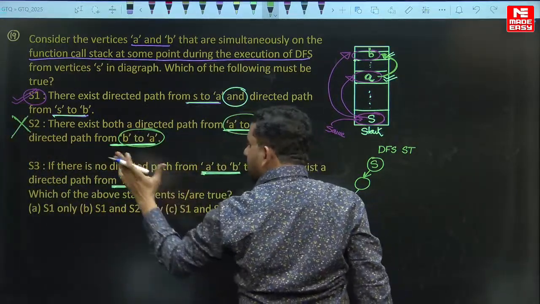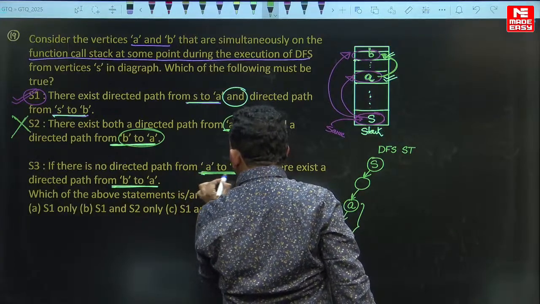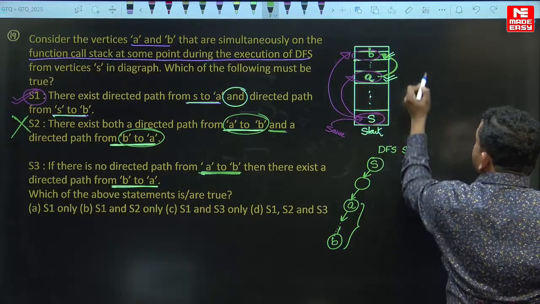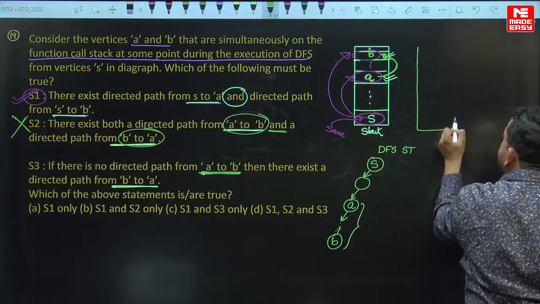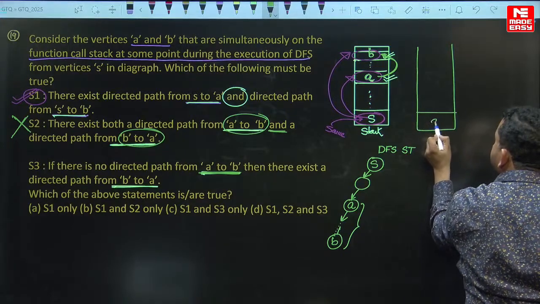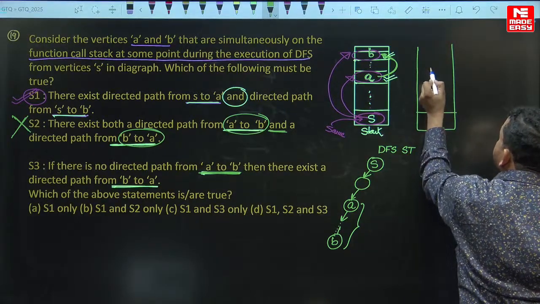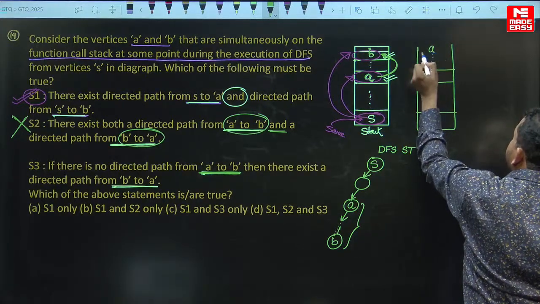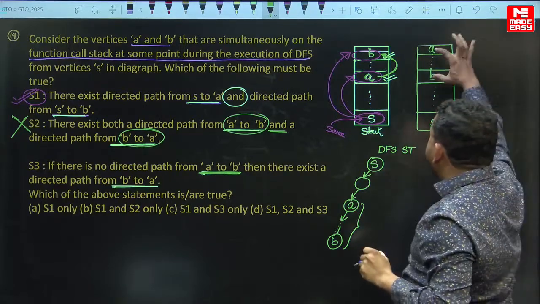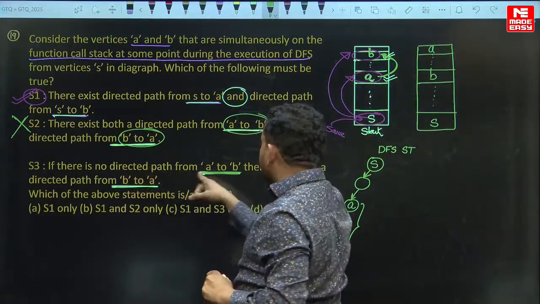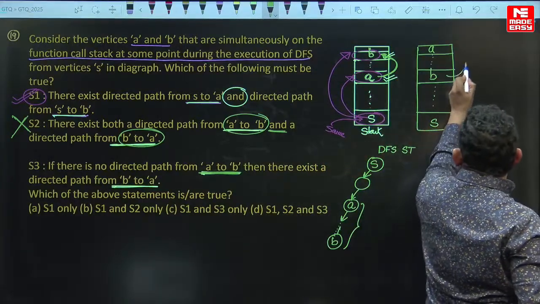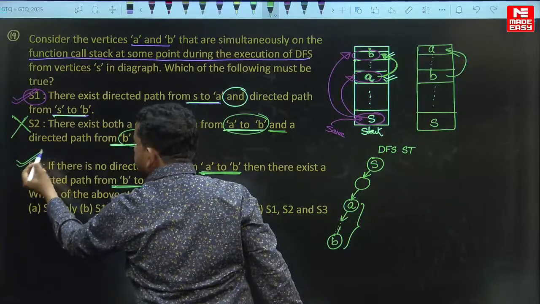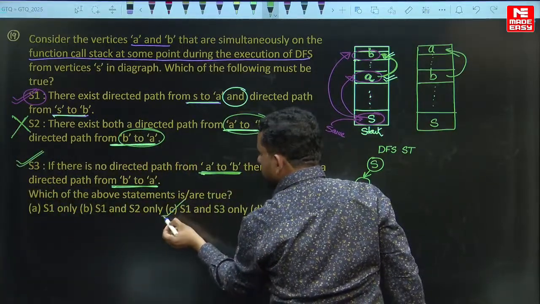Third statement: if there is no path from A to B, and A and B are both simultaneously in the stack, it means that B was explored first, and before completion of B's exploration, A was explored. This is the scenario. Then A and B are both in the stack and there is no path from A to B. If there is no path from A to B, obviously there should be a path from B to A. That is also a true statement. So that's why S1 and S3 are both correct.